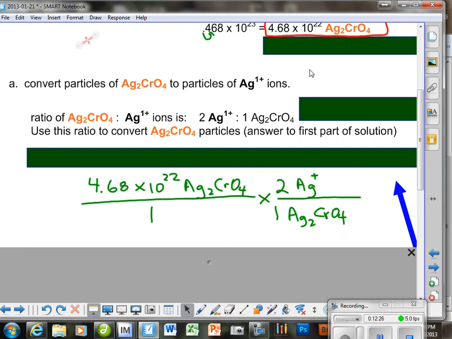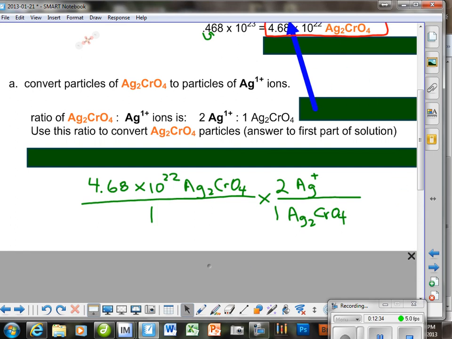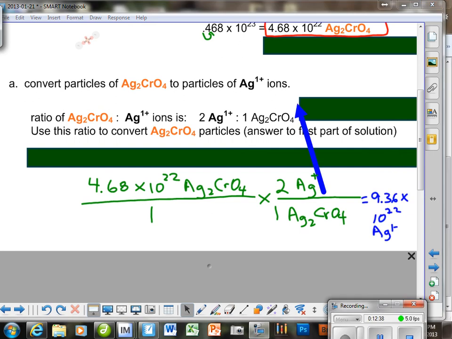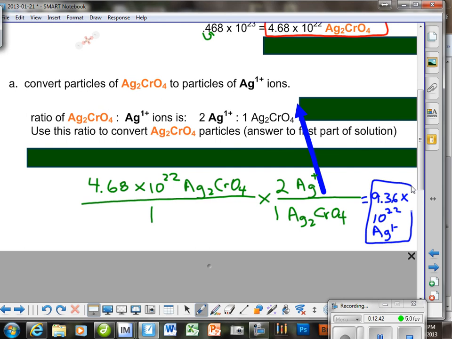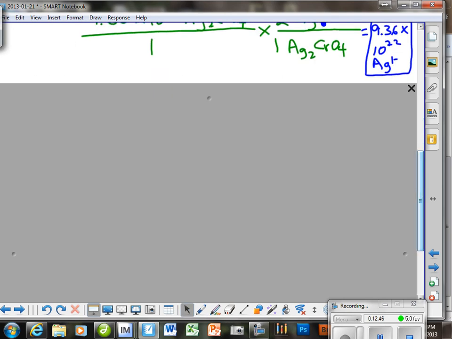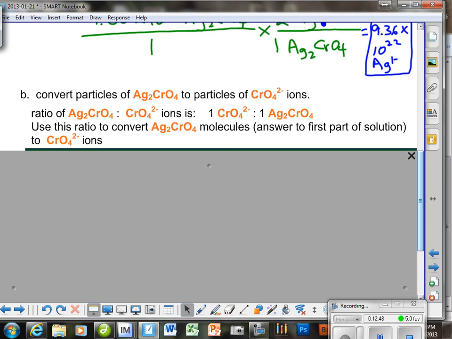Now, because there's 2 silver ions, all we have to do is essentially double our answer that we got up here. So when we double that out, we come up with this answer. That would be our final answer for letter A. And now we can go on to letter B. And in letter B, we have the same kind of deal.